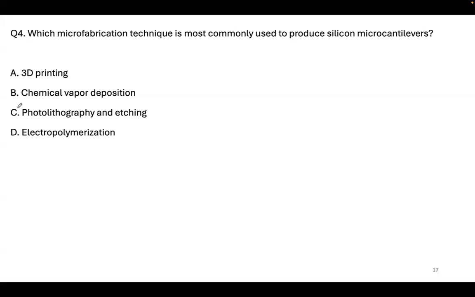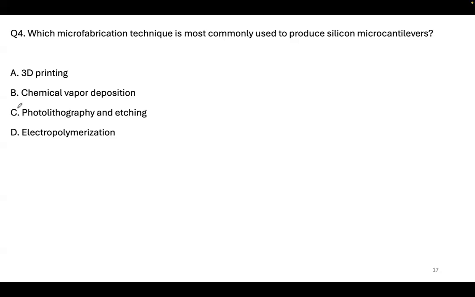Which microfabrication technique is most commonly used to produce the silicon cantilever? I think I did not explicitly talk about this, but if you just want to give it a guess, what do you think sounds the most possible? Yeah, so that's photolithography. So lithography is when you are constructing some surface structure, and photo is, of course, when you're using light for it.